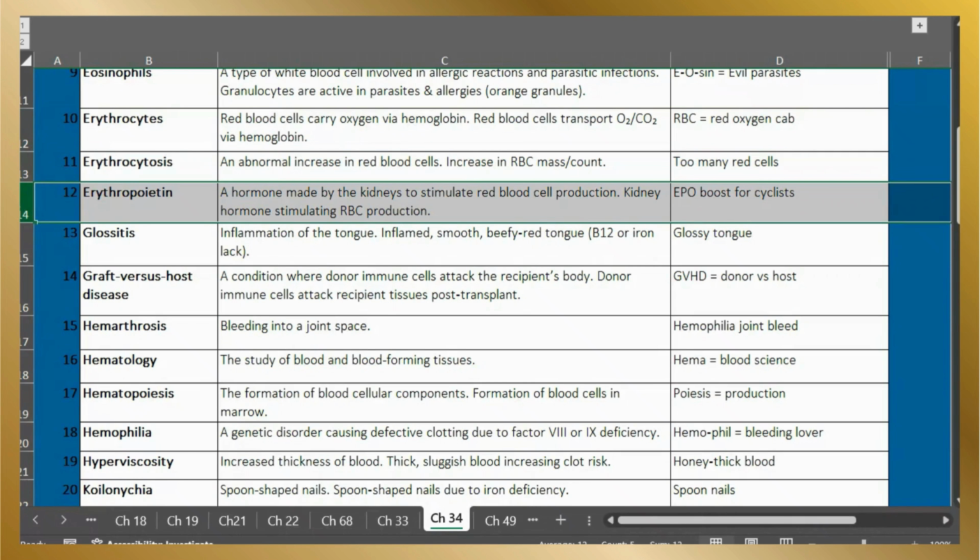Next one, erythropoietin, a hormone made by the kidney to stimulate red blood cell production. Kidney hormone stimulating red blood cell production. It's used as a drug in chronic kidney disease to treat anemia.